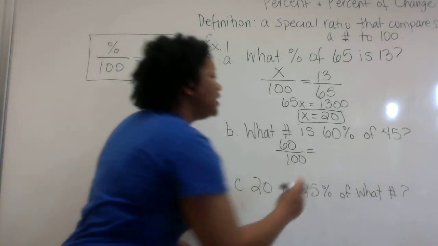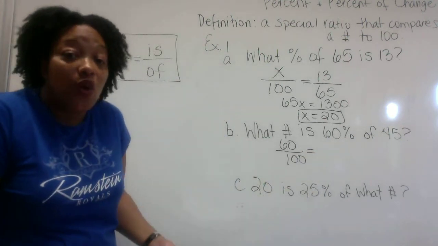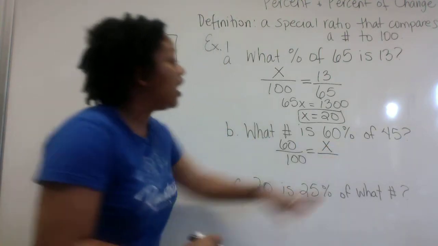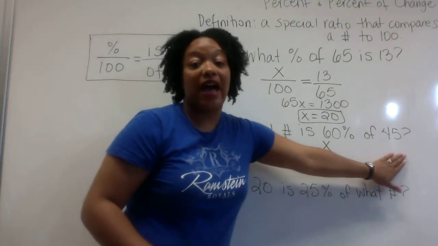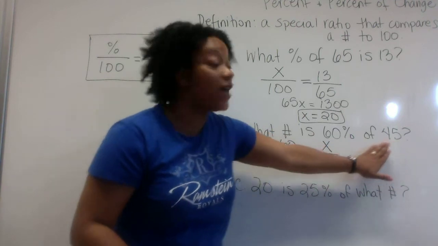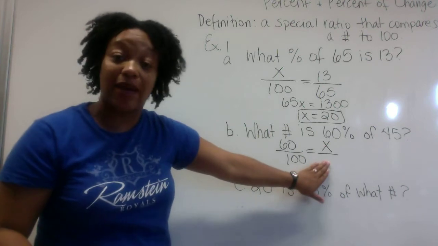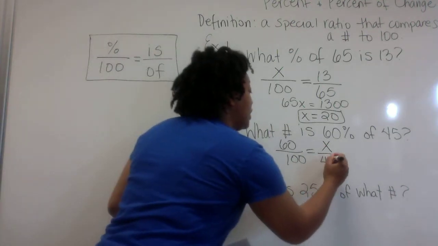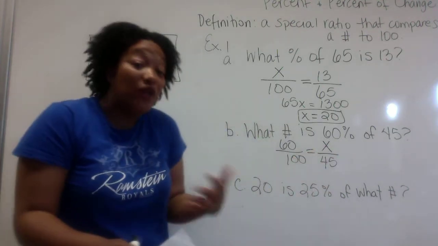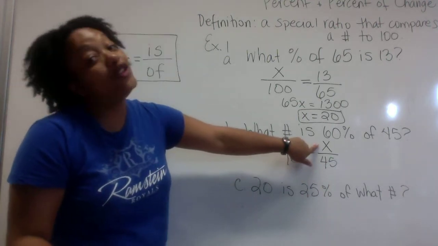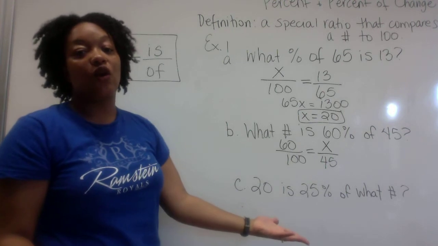We want to know what number is. We don't know. So that, ladies and gentlemen, is going to be your X of 45. The number 45 follows the word of. So that's your denominator. We want to know what number is. We don't know what the number is. So that's why we have the X in the numerator. And then you go from there.